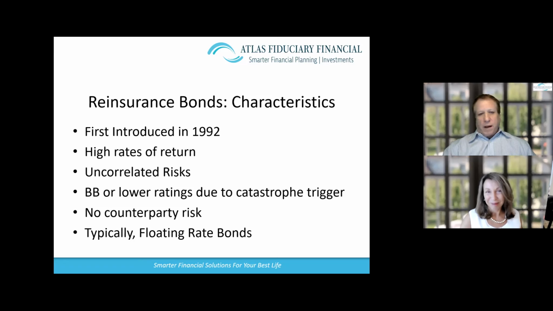And the interesting part about reinsurance bonds is there is actually no counterparty risk. And that's where the bulk of the risk comes from in a high yield bond, that counterparty risk. Counterparty risk means the risk that the entity that issues the bond actually defaults on payment of the principal on the bond. And by the way, these bonds are typically floating rate bonds as well. So the interest rate changes with rates, and they kind of maintain their return with respect to inflation and other factors.